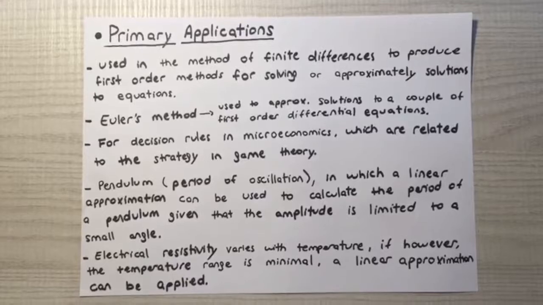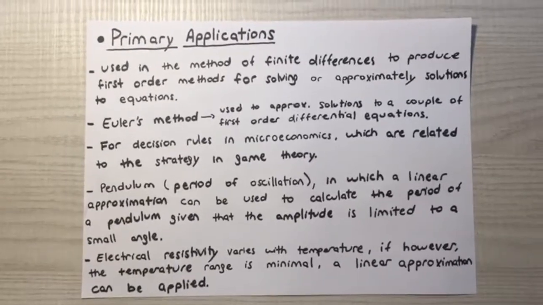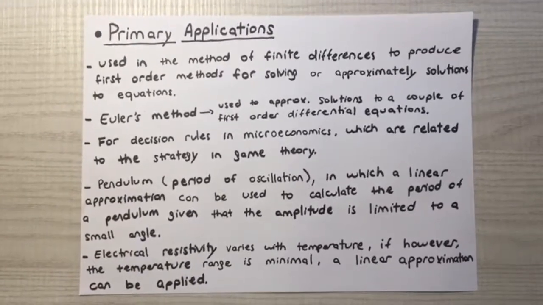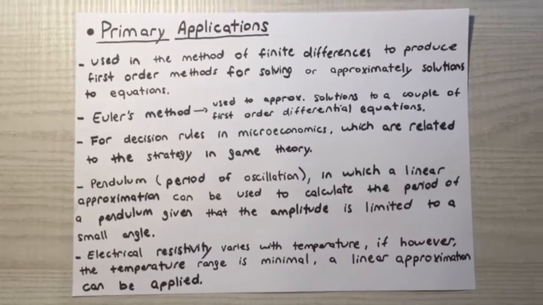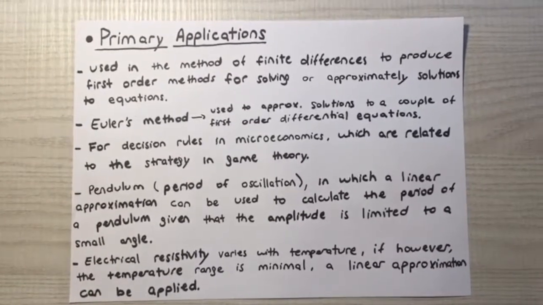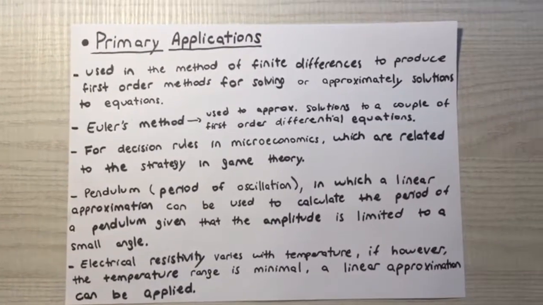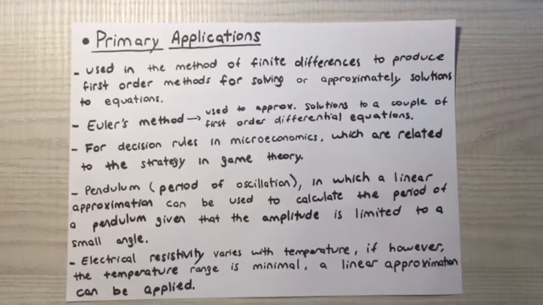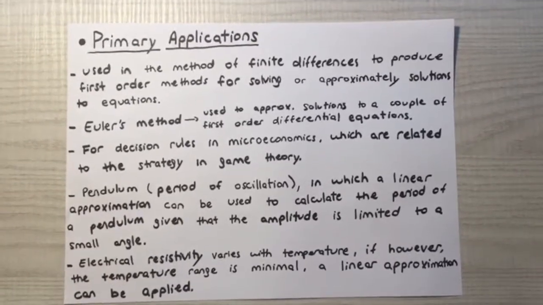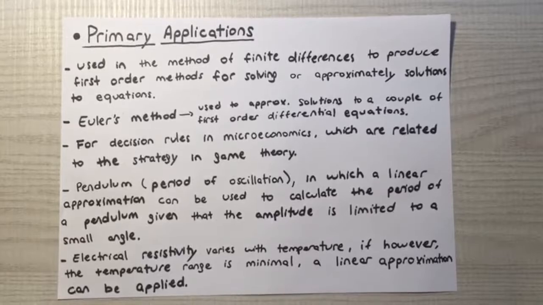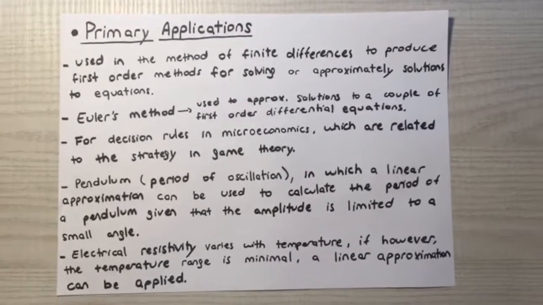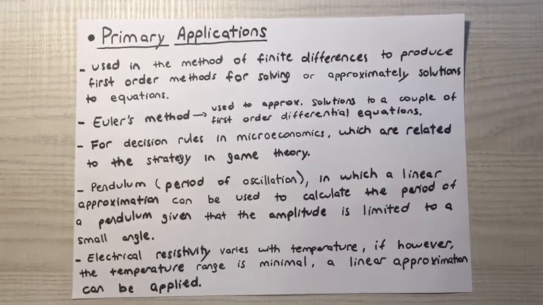Also, for the period of oscillation of a pendulum, a linear approximation can be used to calculate the period, given that the amplitude is limited to a small angle. And finally, this can also be used when electrical resistivity varies with temperature. If, however, the temperature range is minimal, a linear approximation can also be applied.